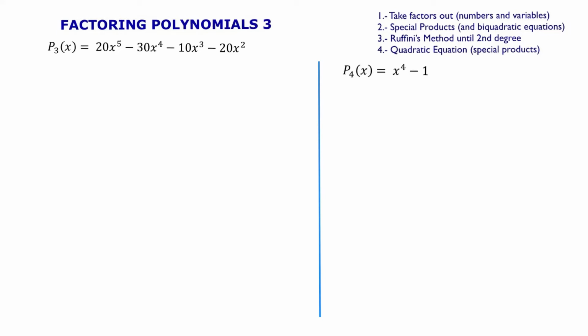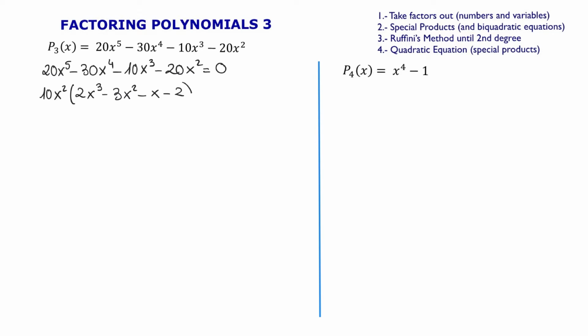Well, these are the two last examples about factoring polynomials. We are going to start with P3 of x, rewriting the polynomial 20x to the fifth power minus 30x to the fourth minus 10x cubed minus 20x squared. And in this case, we can take out 10x squared. So the result is 2x to the third power minus 3x squared minus x minus 2.